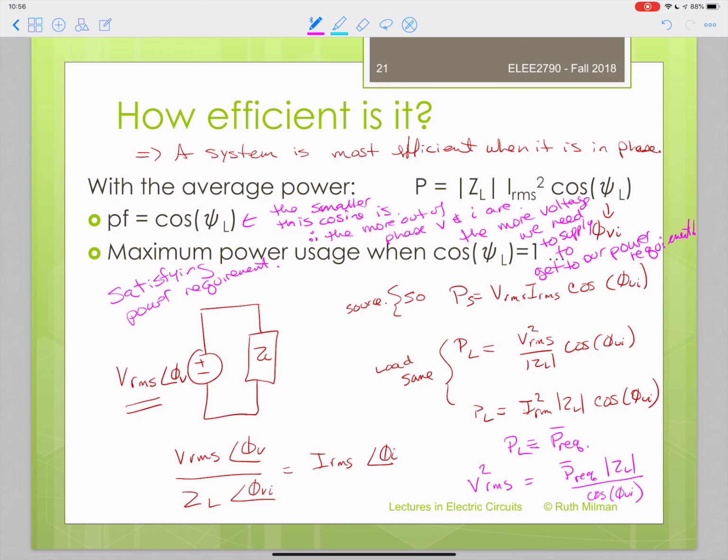In order to minimize that, we want an efficient system. In order to have an efficient system, we hope that the voltage and current are as little out of phase as possible.